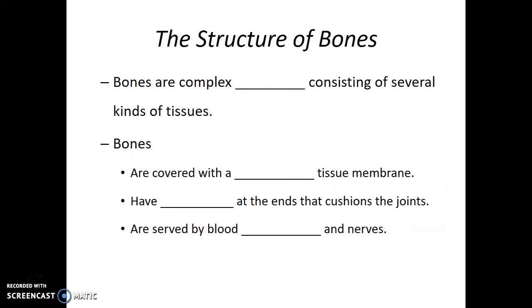Now, bones are complex organs consisting of several kinds of tissue. Bones are covered with a layer of connective tissue. Bones have cartilage at the ends that help cushion the joints. Bones are also served by blood vessels and nerves.